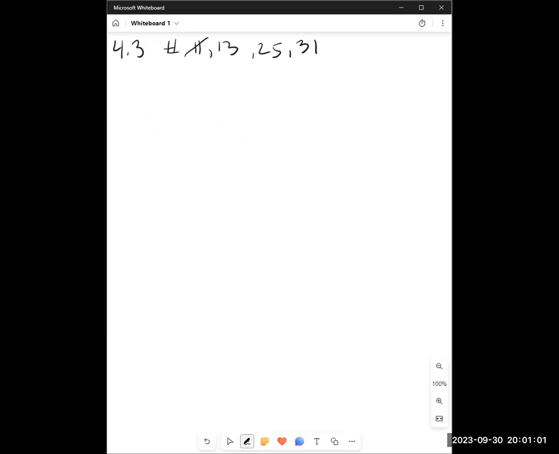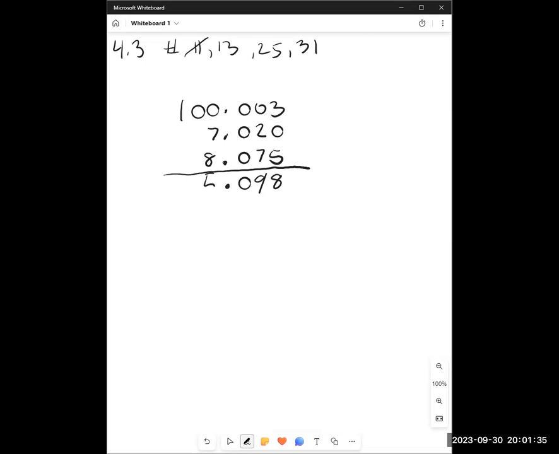Now let's go ahead and look at one like number 13. We have 100 and 3 thousandths, 7 and 2 hundredths, 8 and 75 thousandths. Go ahead and fill in the 0 here, even though that wasn't given in the problem. And I'm going to add exactly. And I get 115 and 98 thousandths.